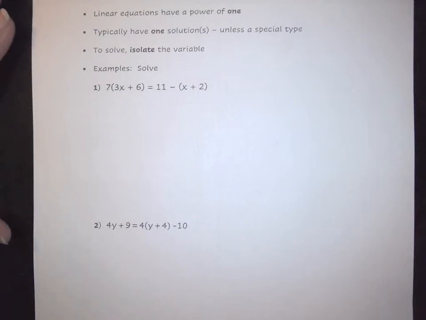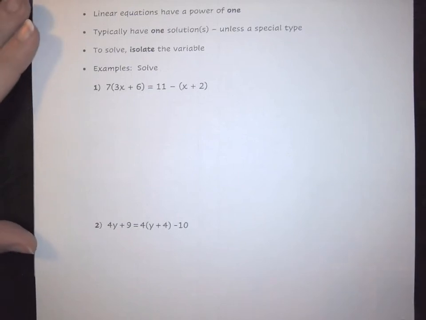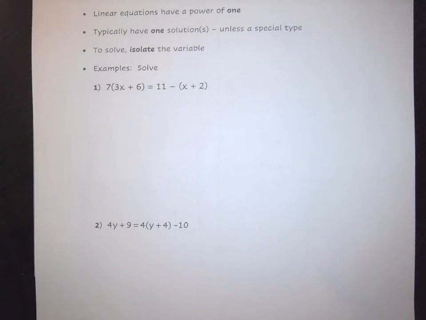When we're trying to solve, what you typically have to do is isolate the variable over to one side and move all of your other numbers to the other. So I've got a couple examples here that we're just going to look at, different types of examples so you can see what some of the different solutions might be.